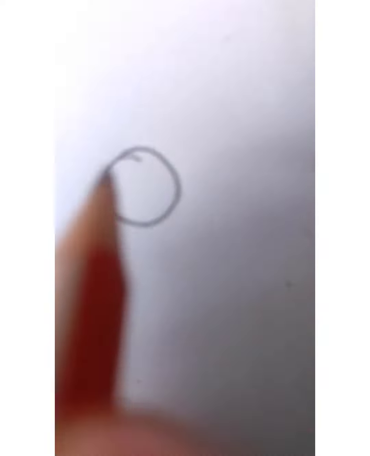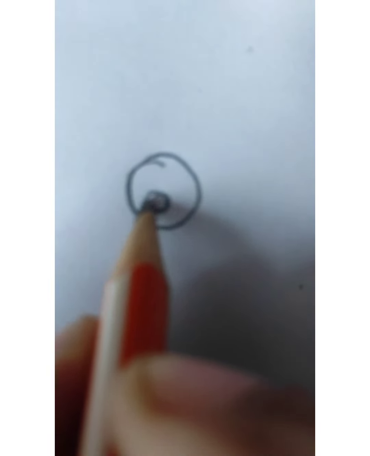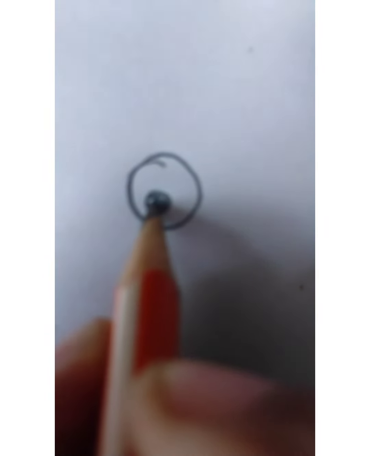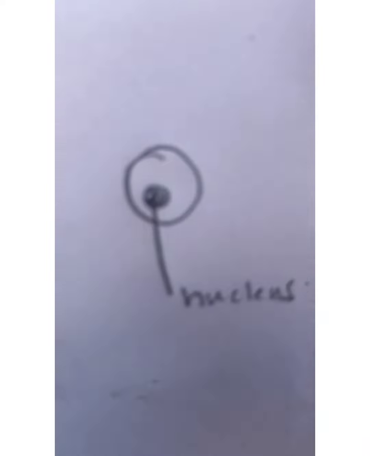Now, the cell. If you draw something like this, this is a cell. So, in the cell, you get a large structure, something like this. This is called as nucleus. Okay, this is called as nucleus. Inside of the cell, you get a large nucleus, generally.